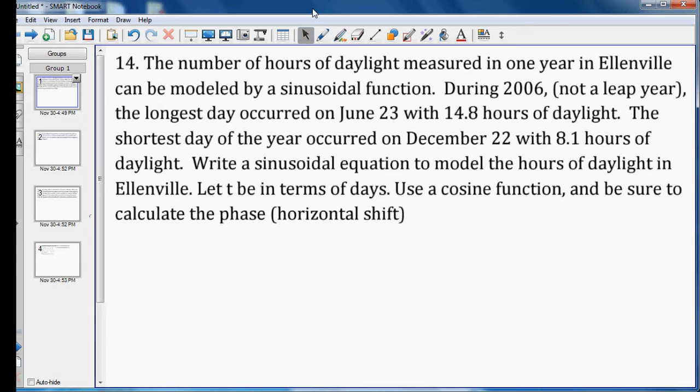Okay, my pre-calculus friends, I know this modeling with sine and cosine has been a beast. Let's tame it and conquer it. Starting with number 14 on your review guide.